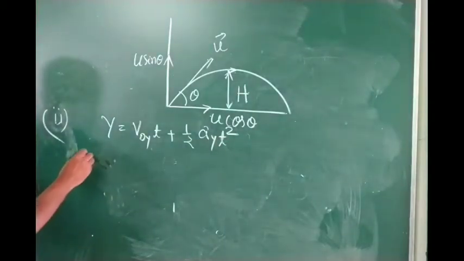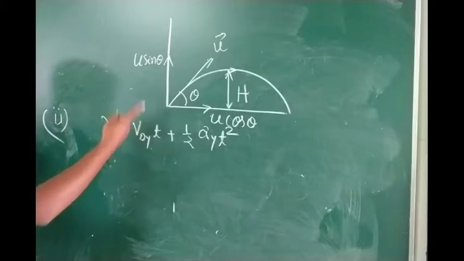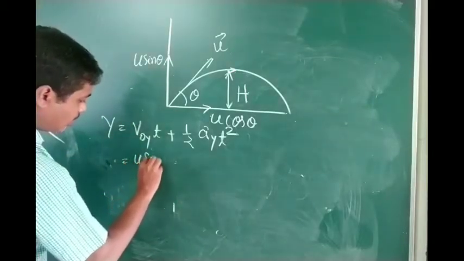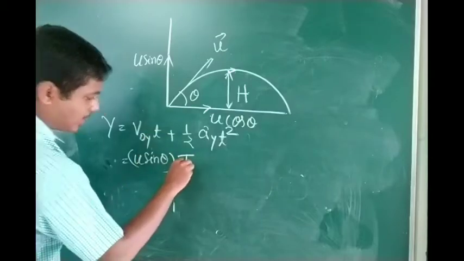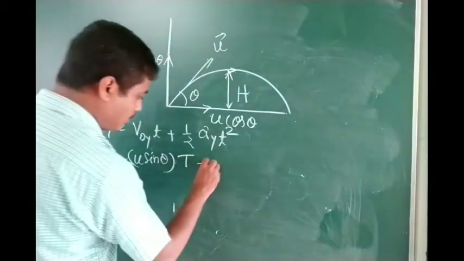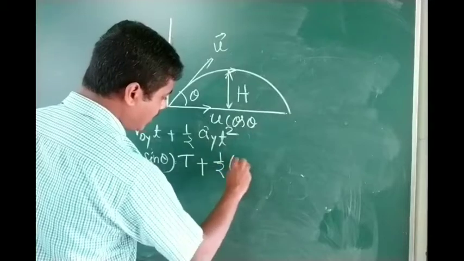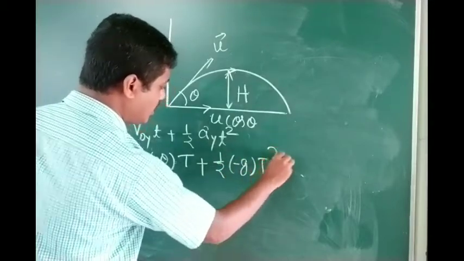Okay, now v naught y, that is the initial velocity along the y direction, is u sin theta. The t will be changed to capital letter T, plus half into minus g t square.